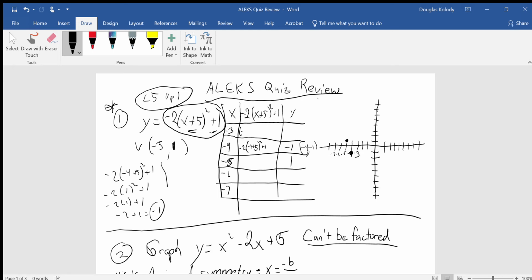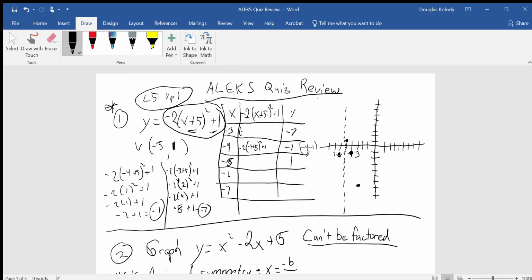Let's try -3. All right, so -2 times -3 plus 5 squared plus 1. So that's -2 times 2 squared plus 1. So that's -2 times 4 plus 1, which is -8 plus 1, which is -7. So I'm going to go down 1, 2, 3, 4, 5, 6, 7. And then I'm going to go over to -3 and plot my point. Remember that in vertex form and in any form, a parabola is symmetrical. So if I've done this correctly, if I go to -6, I should also be at -1.